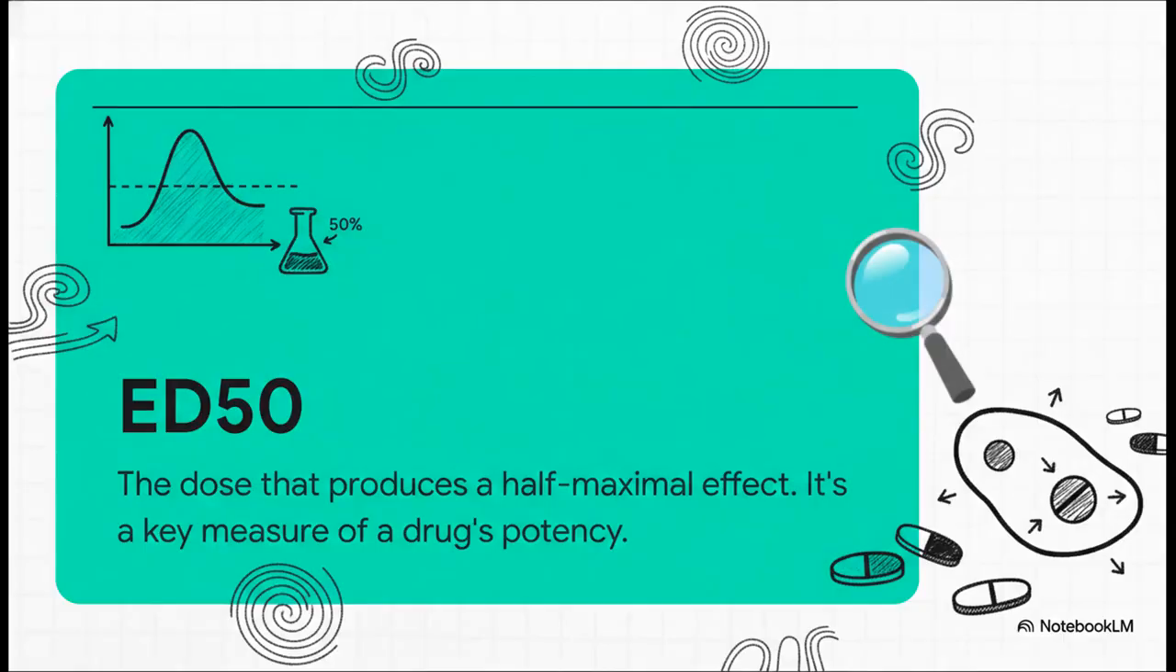Now, what's really cool is how pharmacologists use this curve to figure out how powerful or potent a drug is. They use this measurement called ED50. All that means is the exact dose you need to get to half of that maximum effect. And here's the key part. The lower a drug's ED50, the more potent it is. You just need less of it to get a really big impact.